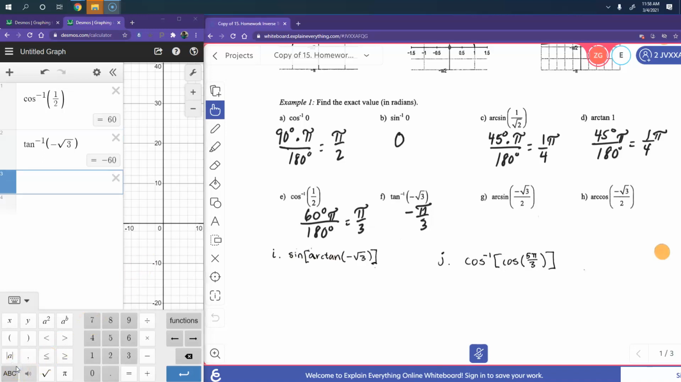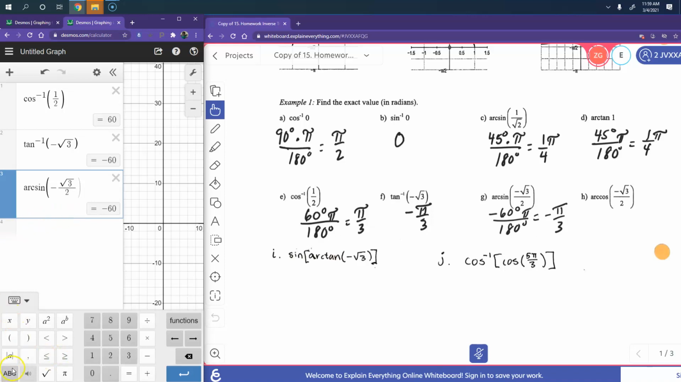Now for the next one we have arcsine, and we have negative square root of 3 divided by 2, and that gives us negative 60. So negative 60 degrees divided by 180 degrees times pi gives you negative pi over 3.